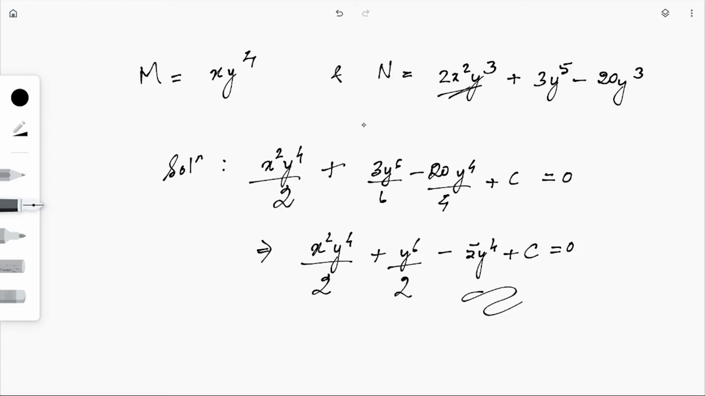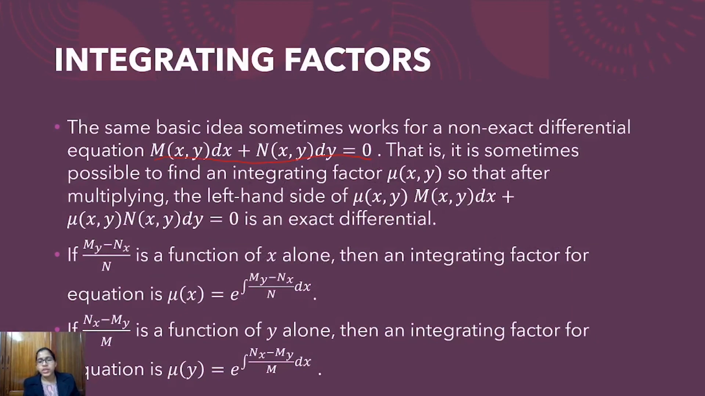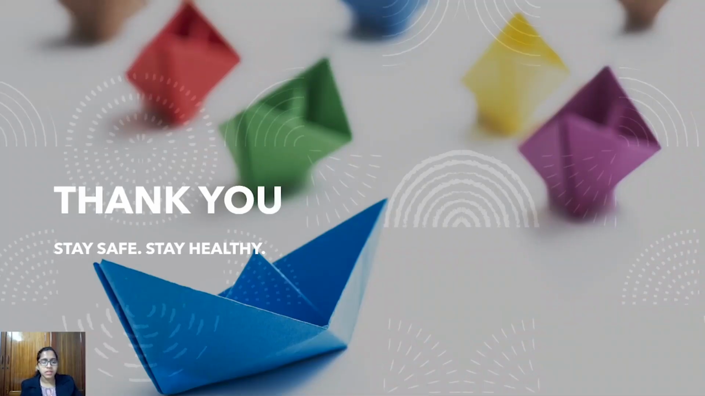So this is how we use the concept of integrating factors to find the solution of a differential equation which is not exact. Just remember these formulas, then we'll be able to transform a given non-exact differential equation to an exact differential equation. We shall be doing more problems which will help you to keep all these things in your mind clearly. So that's it for today's session.